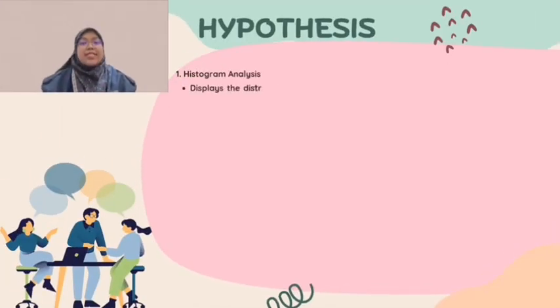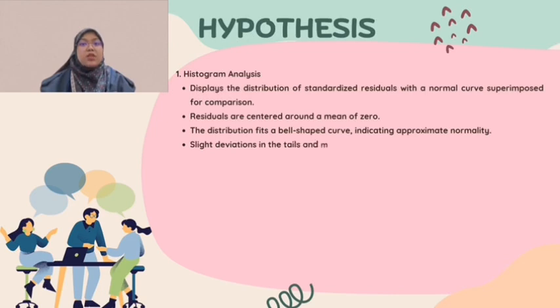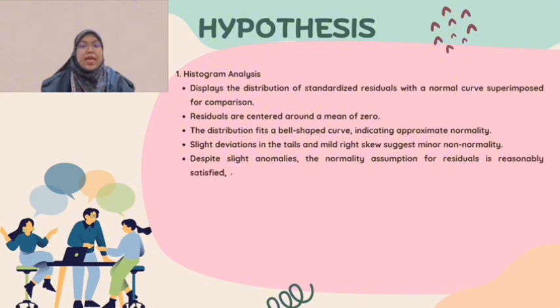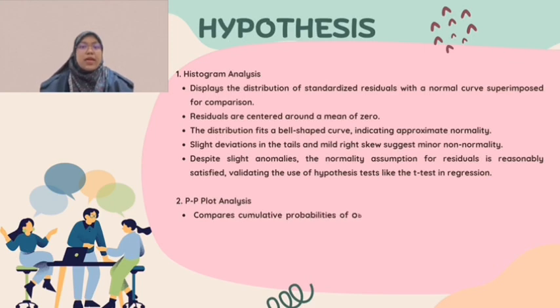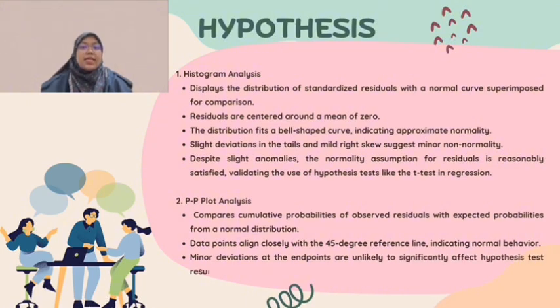Next, about the hypothesis analysis, use a histogram and PP plot to assess the normality of residuals. The histogram reveals a bell-shaped curve with residuals centered around 0, showing approximate normality despite slight skewness. This supports the validity of using the t-test in regression. The PP plot compares observed and expected residual probabilities, with data closely aligning along the 45 degree line. Minor deviations at the endpoints have minimal impact on hypothesis testing. Overall, this analysis confirms that the residuals meet the normality assumption, ensuring reliable results for regression models.